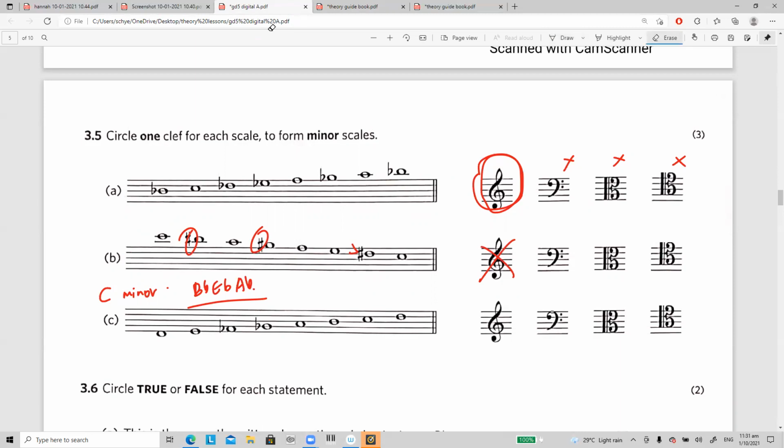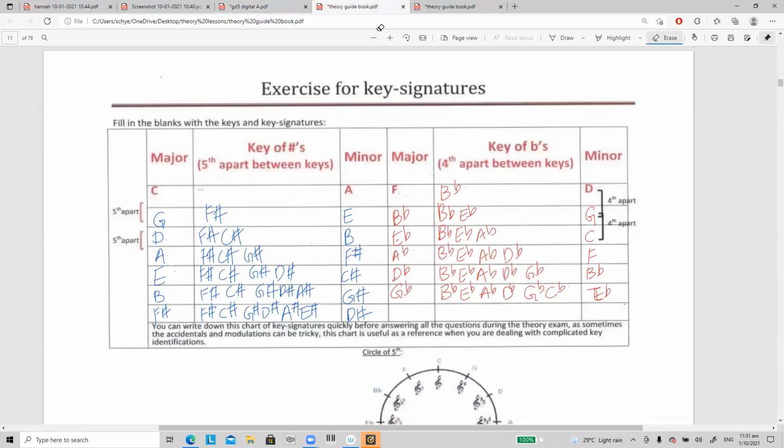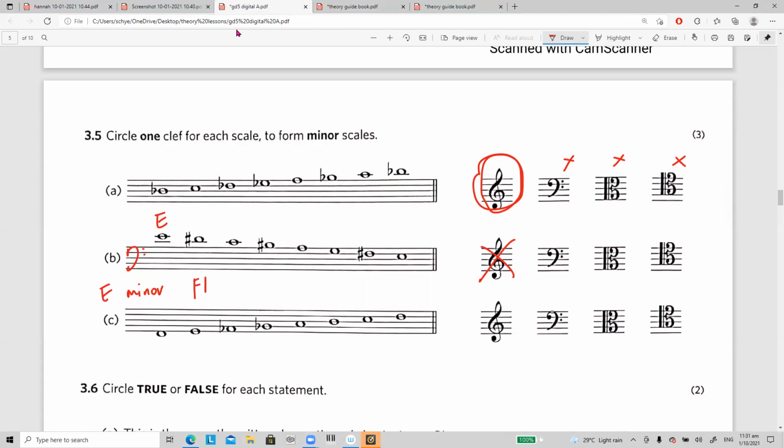Okay, so if treble clef is out, if the key signature cannot even match with each other, you can just save your time, go to the next clef, which is bass clef. If this is a bass clef, then the key will be E minor, because it starts with E. So in E minor, look at the chart. What is the key signature? For E minor, we have an F sharp, okay? So let's write down the key signature, F sharp.